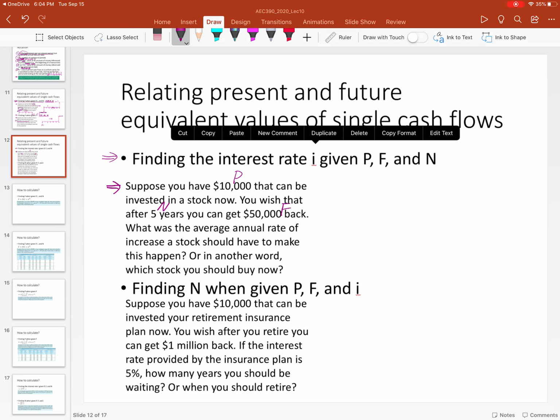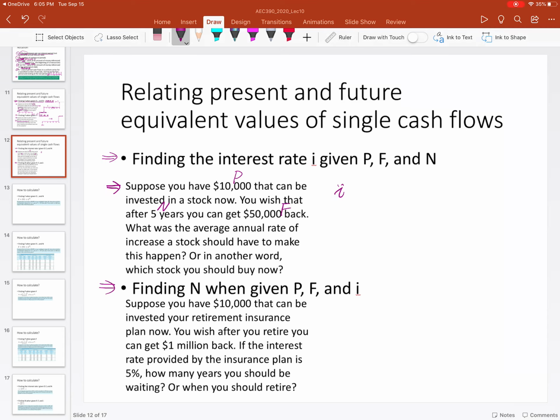Okay, so which stock do you want to buy? Because stocks will have an average interest rate. Okay, you can check it on the website. So now you want to pick out the one you want so that you can make 50,000 after 5 years. Okay, to answer this, exactly what you want to find out is the interest. You calculate the interest, and then you find the stock which has that interest. That's the one you want to buy.